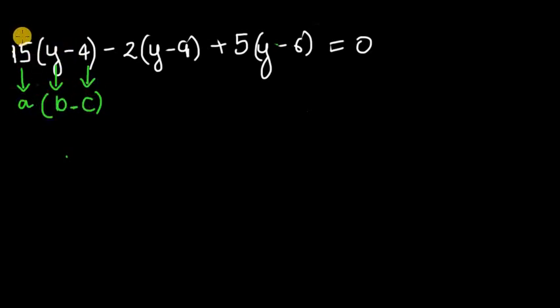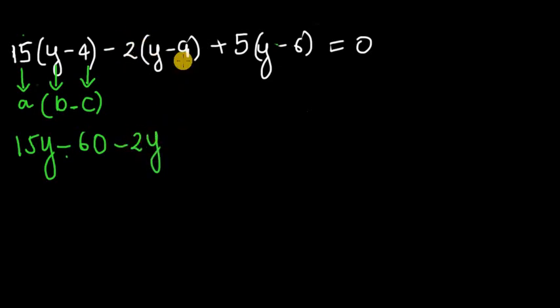So let's do it. First of all, let's multiply 15 into y. So 15 into y is 15y, and 15 into minus 4 is minus 60. Then let's go to the next thing, that is minus 2 into y minus 9. So how can we do this? Minus 2 into y is minus 2y.